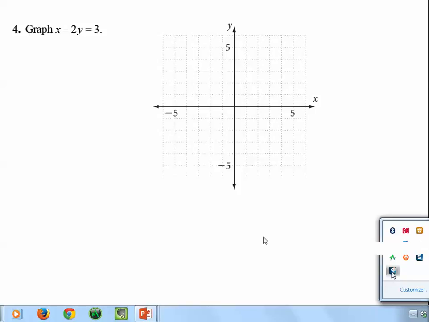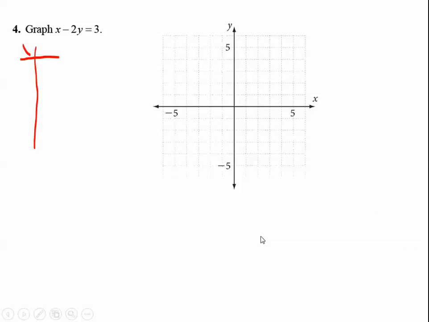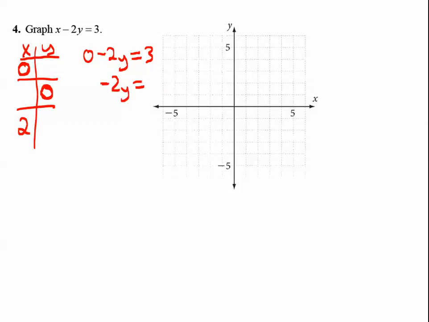Let's go for it here. So x and y, plugging a 0 in for the x should give me, hey, that's no fun. There's that fraction here. So let's see, I've got to divide by -2. In that case, this is -3/2.